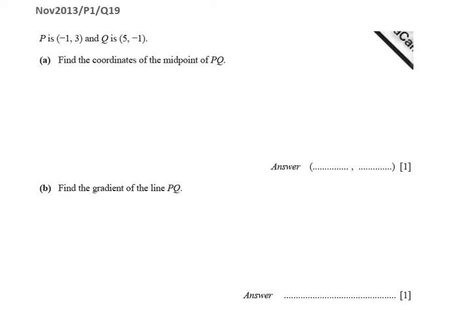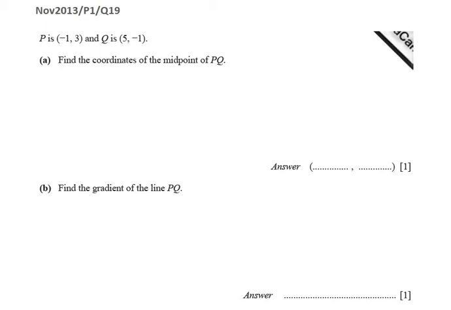Okay, here we have another question of coordinate geometry. This question is from November 2013, paper 1, question 19. According to this question, we have two coordinates P (-1, 3) and Q (5, -1). Find the coordinates of the midpoint of PQ.